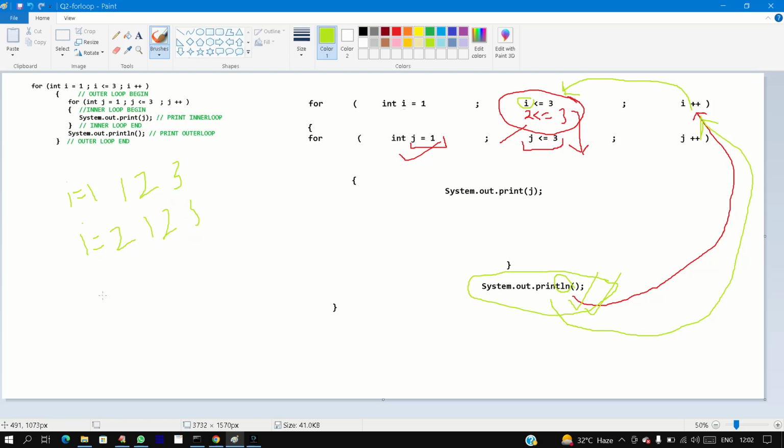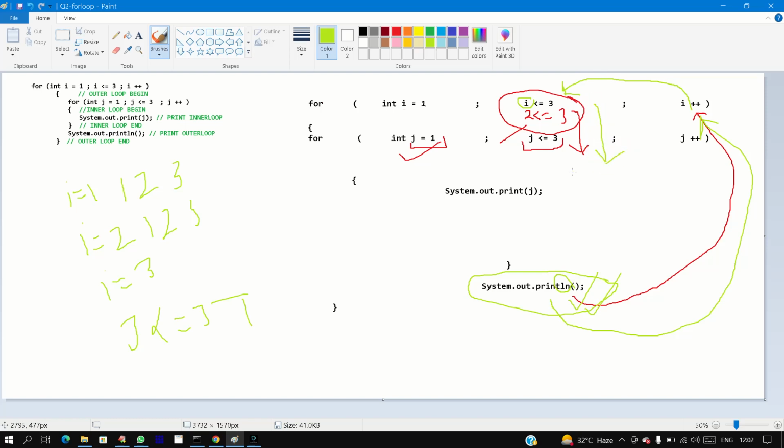Now again the line is being changed. And now I will be 3. Now it will check again that 3 less than or equal to 3. Yes, the condition is true. If the condition is true, we will be moving inside the loop body.